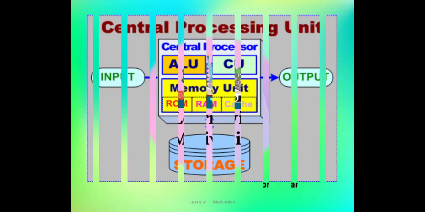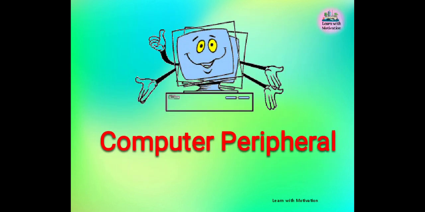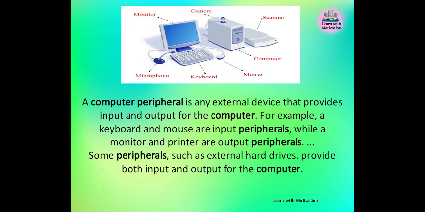Students, as you know about the IPO cycle, in which the computer gets input from input devices, processes it, and then gives output with the help of output devices. In this video, we will learn about computer peripherals. All the devices which help us to give input and output are part of computer peripherals.